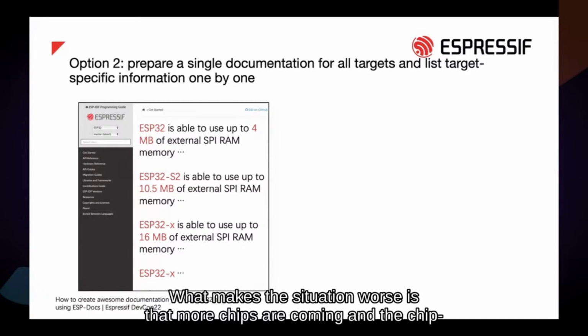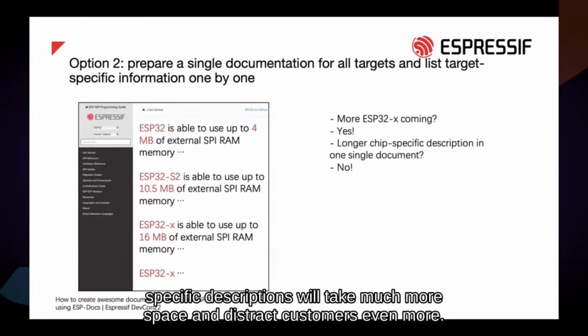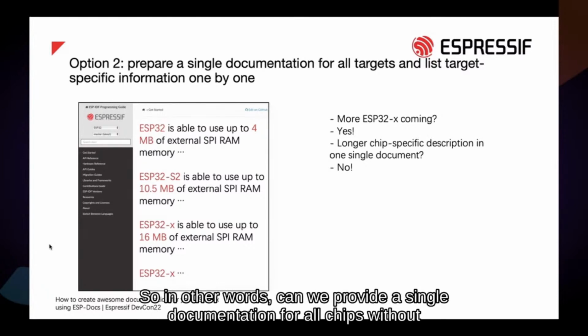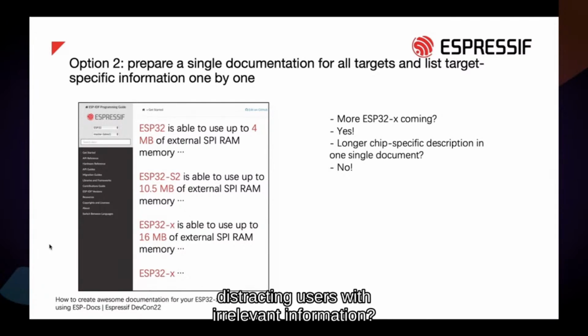What makes the situation worse is that more chips are coming, and the chip-specific descriptions will take much more space and distract customers even more. Then I have a question. Is it possible to combine the pros of the two options? In other words, can we provide a single documentation for all chips without distracting users with irrelevant information?